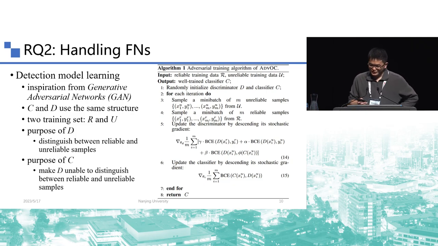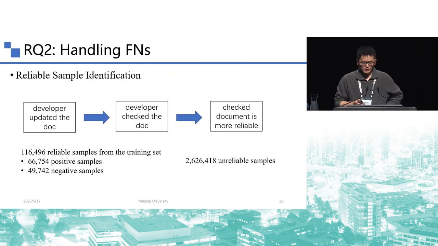So in this framework, the purpose of D is to distinguish between reliable and unreliable samples, while the purpose of C is to make D unable to distinguish between reliable and unreliable samples. The detailed training algorithm is shown on the right. Reliable samples are identified based on a downfunction chain.